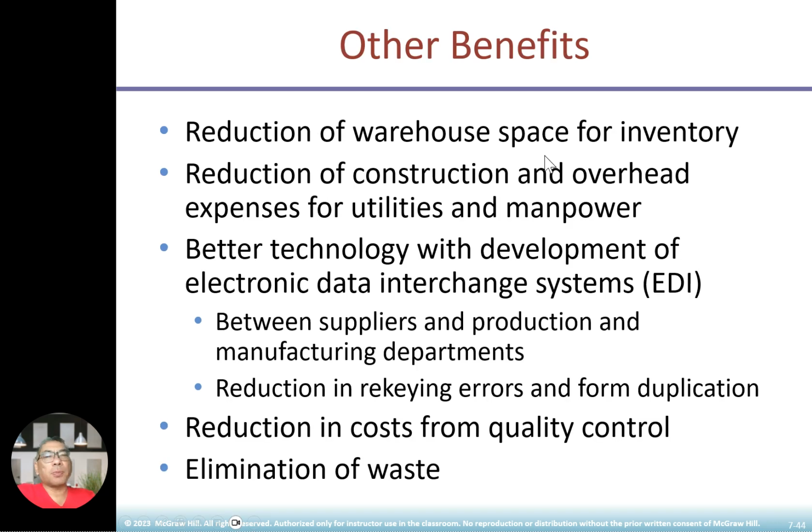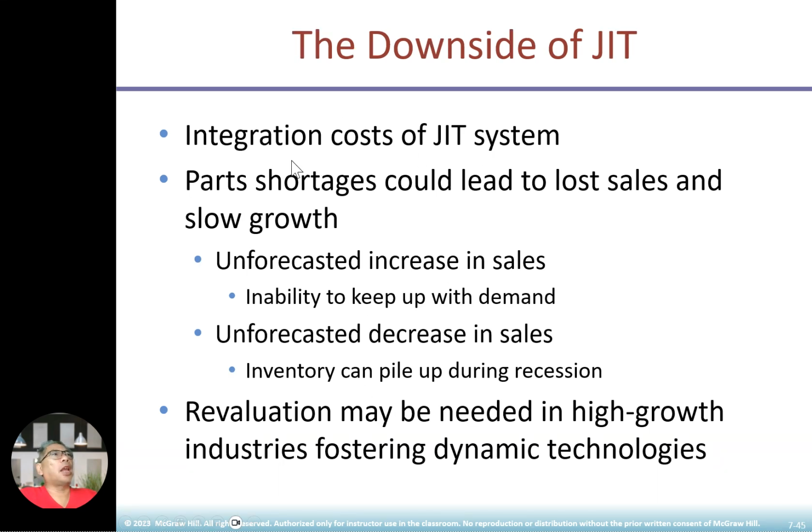Other benefits are reduction of warehouse space, reduction of construction overhead, and better technology that can change systems so that suppliers and the production manufacturing department can integrate. There is also a reduction in recording errors and formula duplications, a reduction in cost from quality control, as well as elimination of cost. The downside is the integration cost of a JIT system, which is costly because not all systems are integrated.